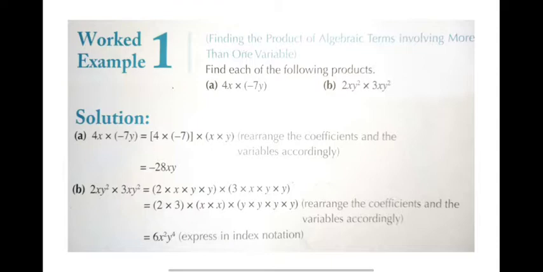So for question B, 2xy squared times 3xy squared. So 2 times 3 is 6. x times x will be x squared, and y squared times y squared will be y to the power of 4. So we just combine the power. Next time if we have y squared times y to the power of 10, for example, there will be y to the power of 12. So we just add the powers, something like that.